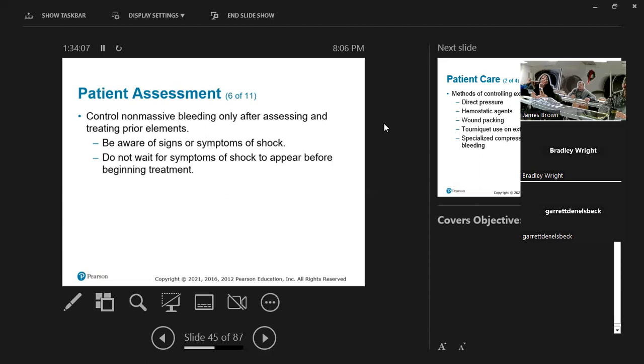Keep your patients warm. Get them on oxygen if they need it. But you don't want to wait until they're at 20 to 30 respirations and their pulse rate is at like 140. You want to get ahead of it now. If it's a stab that's caused massive bleeding, and the object is still in, leave it in.